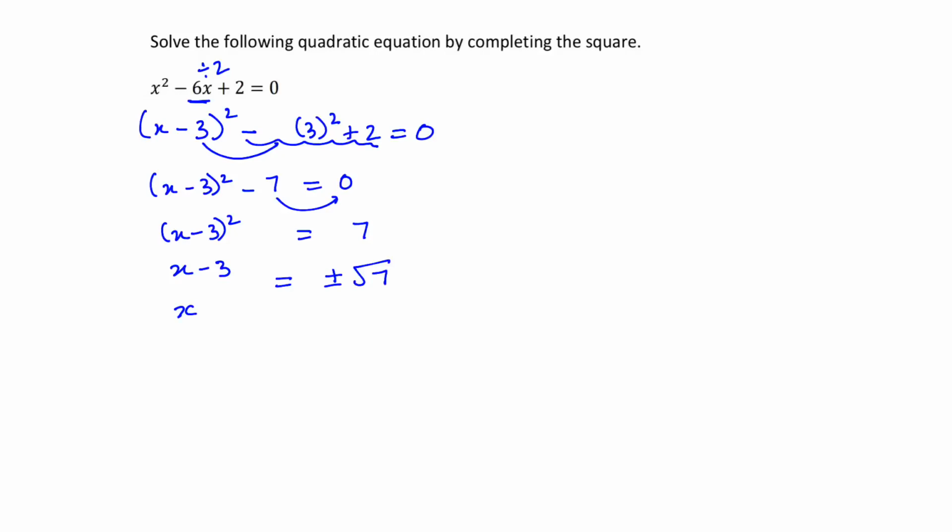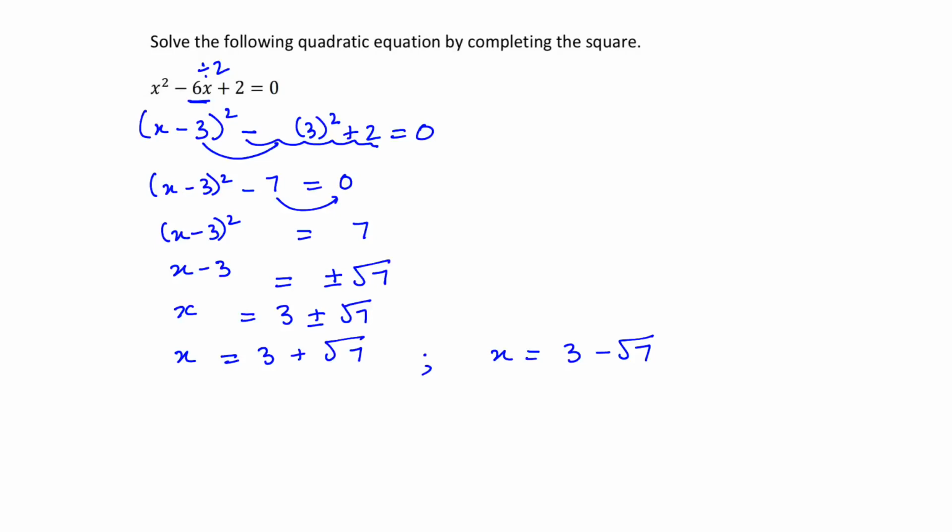And then the negative 3 will move to the other side, we'll get 3 plus and minus square root 7. So the two solutions of x are x is equal to 3 plus square root 7 and x is equal to 3 minus square root 7.